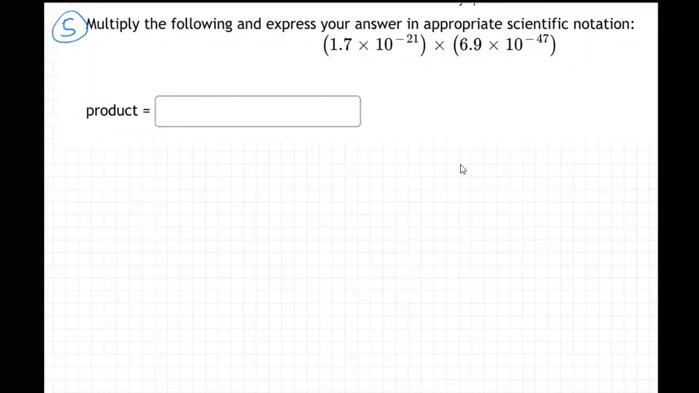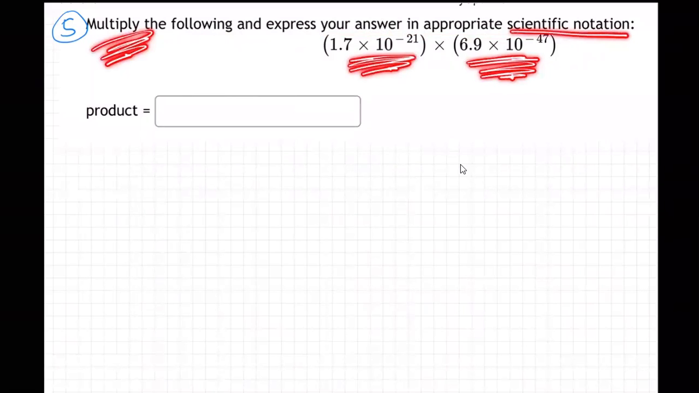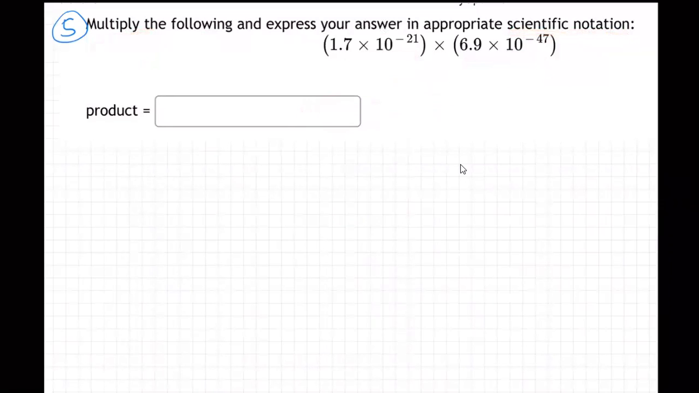So question number 5 here. It says multiply the following and express your answer in scientific notation. So I've got 1.7 times 10 to the minus 21 times 6.9 times 10 to the minus 47. And I want to basically multiply in scientific notation and write the answer. So how do I do that? How do I multiply in scientific notation and write the answer?